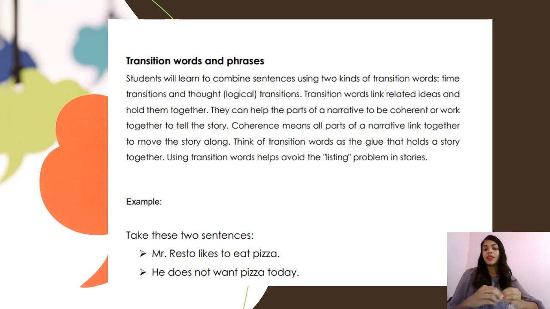Okay, so we have these two ideas. Mr. Resto likes to eat pizza and he does not want pizza today. Two ideas, two sentences. Now, those transition words are gonna be uniting, gluing those two ideas together.